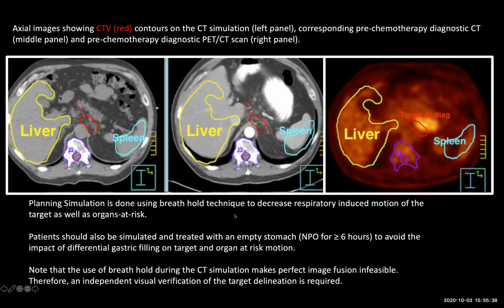So the planning CT that you see here is done using breath hold technique to decrease the respiratory motion, specifically that the kidneys move up and down. And then once you plan, those kidneys are going to move in and out of your field. Therefore, if you want to record a stable and reproducible dose to those kidneys, breath hold would be very helpful in this case.